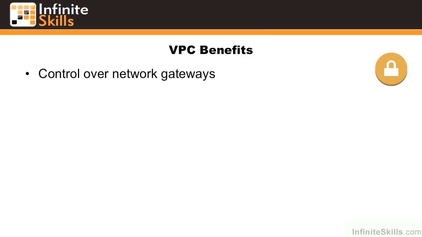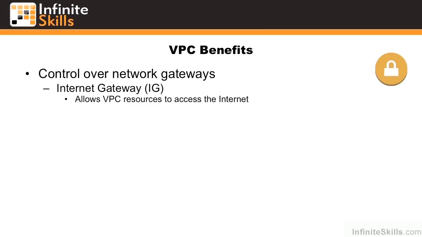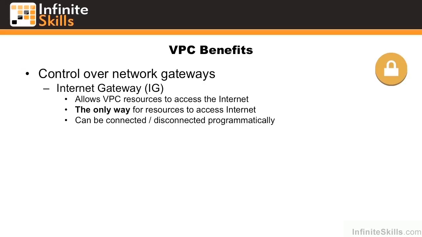VPC also gives you control over network gateways. You have an internet gateway which allows VPC resources to access the internet, and it's the only way for these resources to access the internet. It can be connected and disconnected programmatically. For example, when you're doing patch updates on your EC2 servers, you can connect the internet gateway, pull down your patches, and then disconnect the internet gateway once you're done.